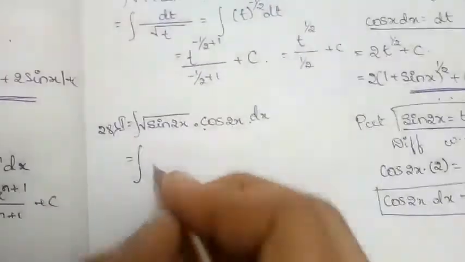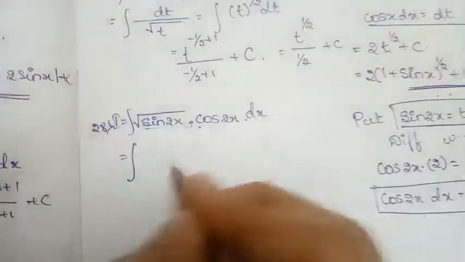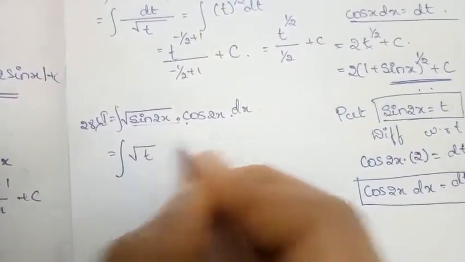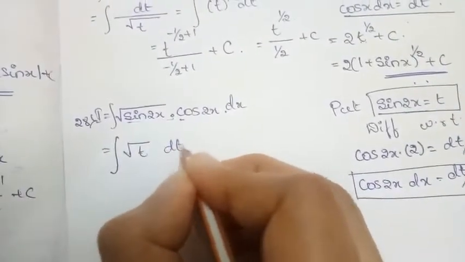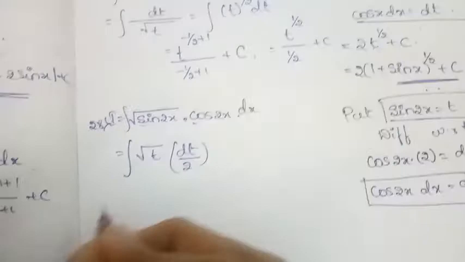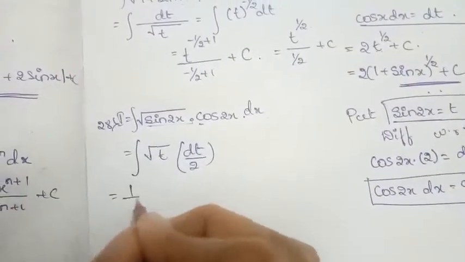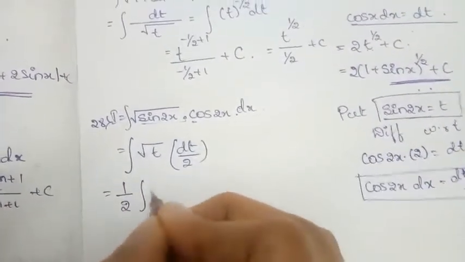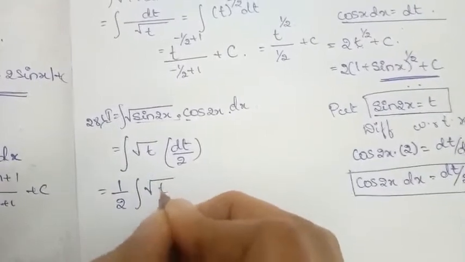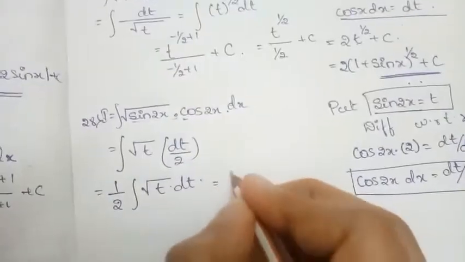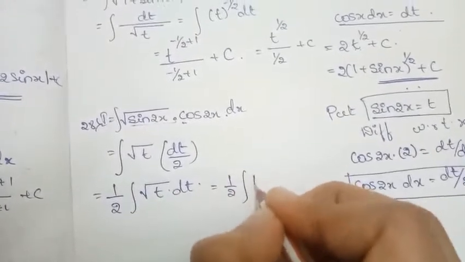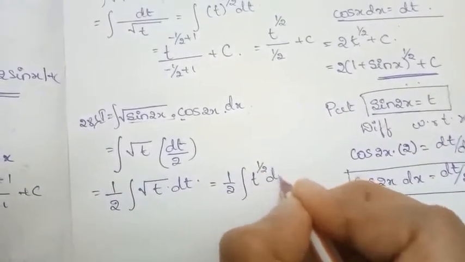So it becomes what? I have taken sin 2x as t. It becomes square root of t. And we got cos 2x dx equal to what? That is dt by 2. Now what I will do? I will bring that 1 by 2 constant outside the integral. So it becomes square root of t dt. So I can write this as 1 by 2 integral t to the power 1 by 2 dt.